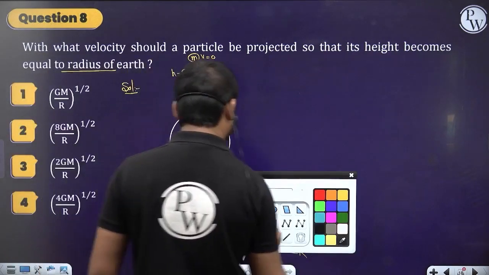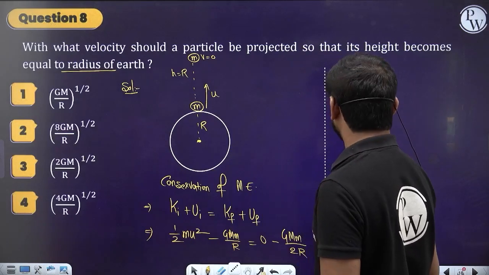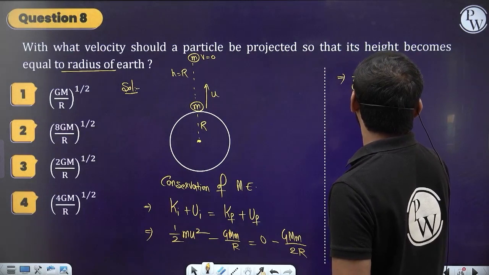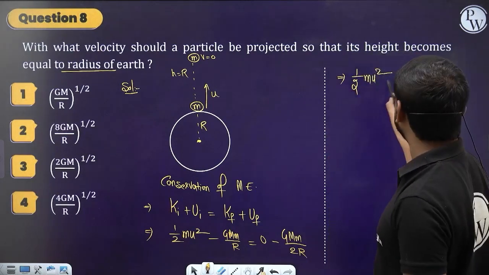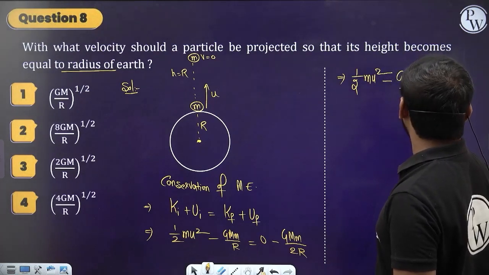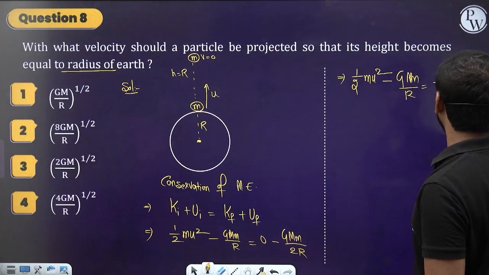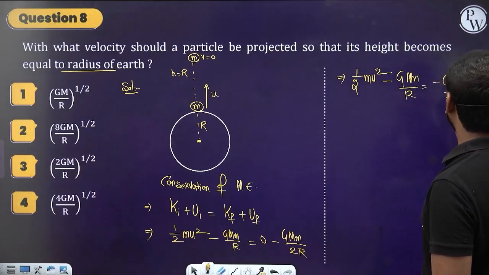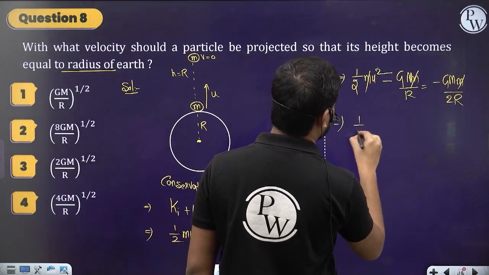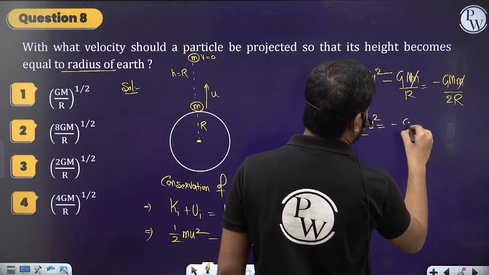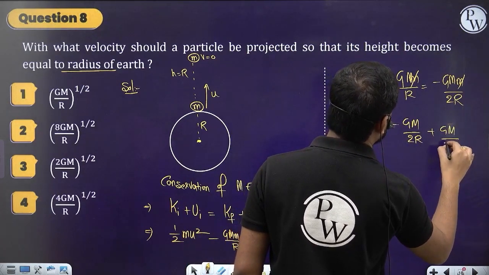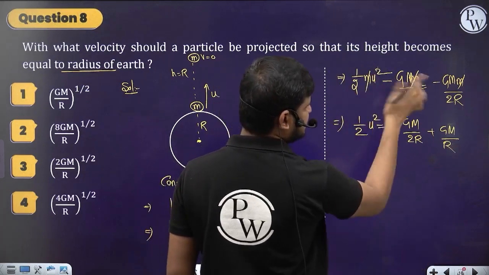So from here I can write this as half mu square minus GMm by r is equal to minus GMm by 2r, right? So small m you can cancel everywhere. Then I can send this to that side: half u square is equal to minus GM by 2r plus GM by r.